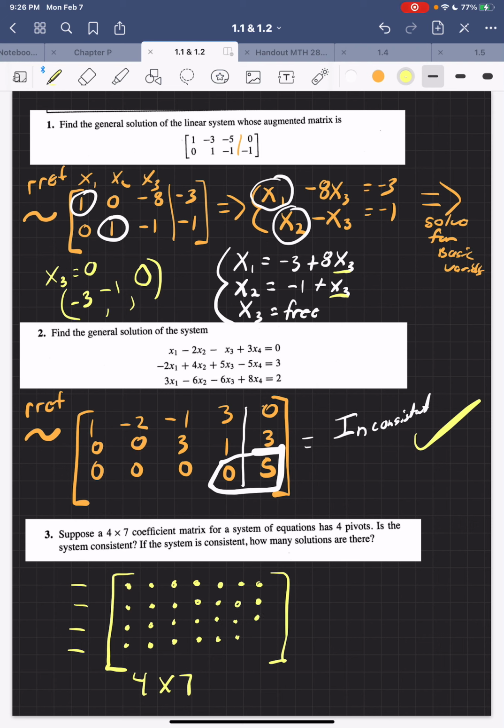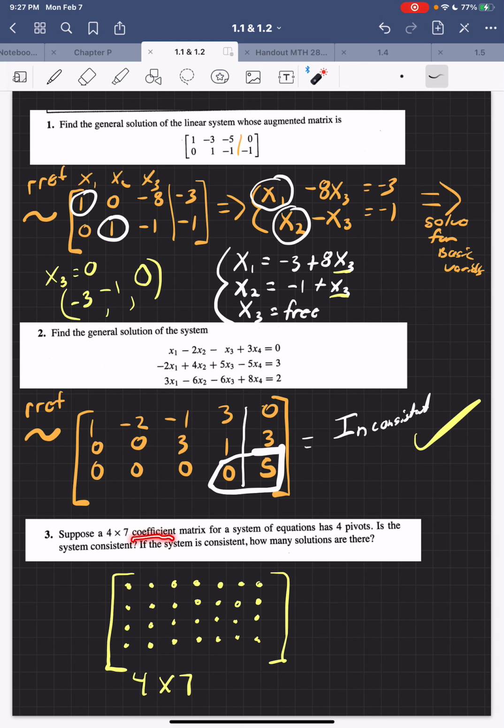Sorry, there's no way I can speed up this process. So just make sure 1, 2, 3, 4, 5, 6, 7. Okay. So this would be a 4x7 matrix. All right, 4 rows, 7 columns.